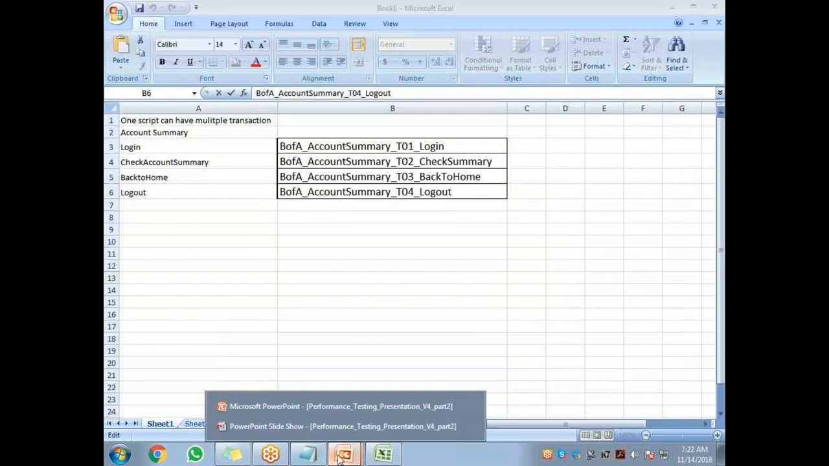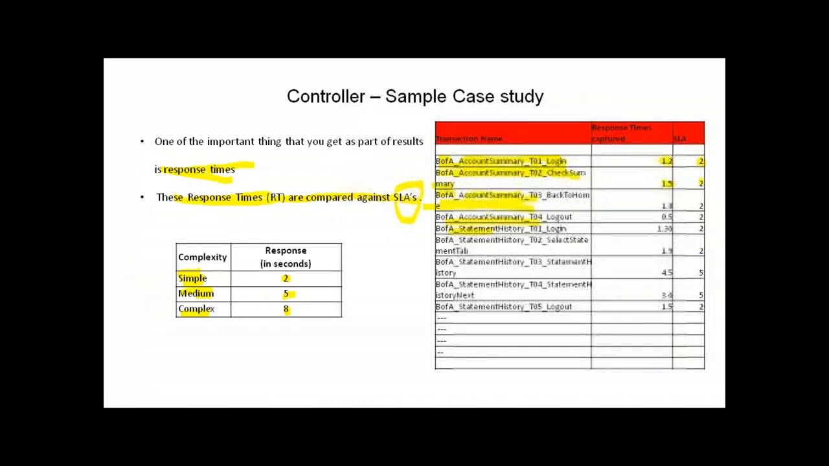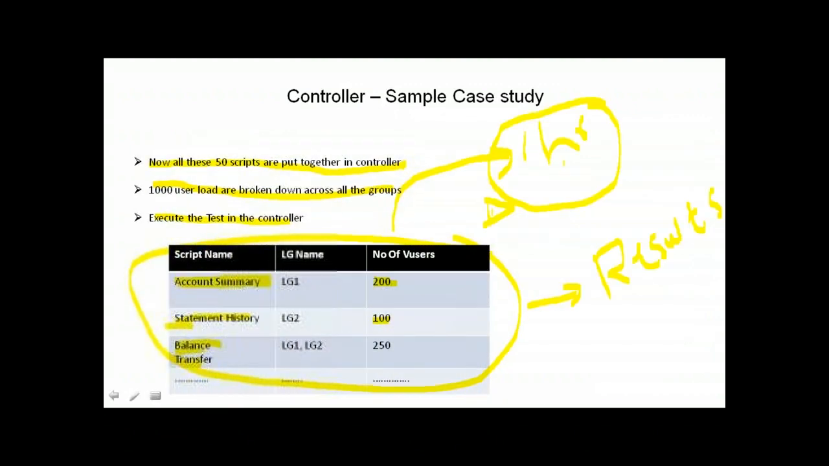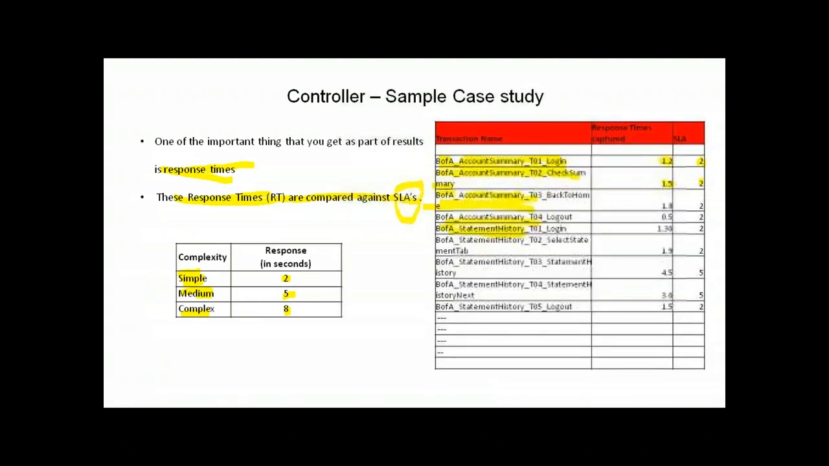Same story with the next transactions as well. The next one is buffer. The second script is the statement history script. What is the second script? Checking the statement history. So buffer, and this transaction is the check statement history transaction. This is the T01, the first transaction of the second script.